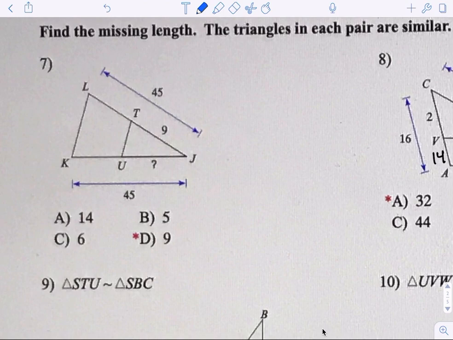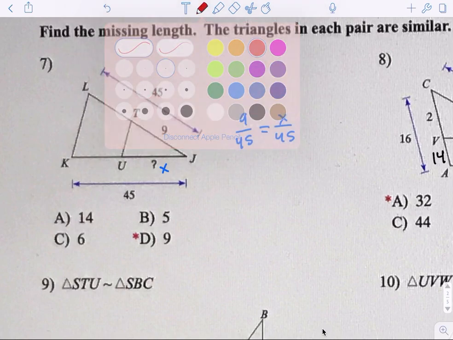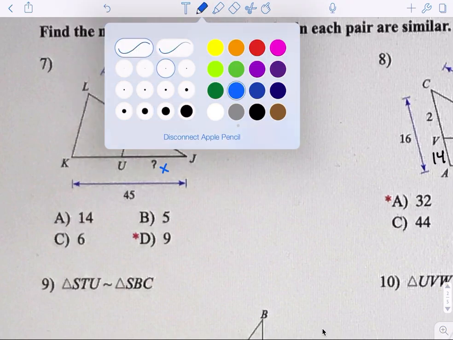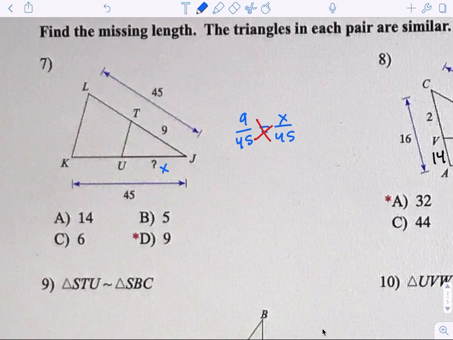These two guys are similar triangles, so we just have to set up a proportion. So let's do 9 over 45 is equal to x over 45. We're just going to call that x. So what we can do is cross multiply. So we get 45x is equal to 45 times 9, which is 405. Divide both by 45. X is equal to 9, which is D.